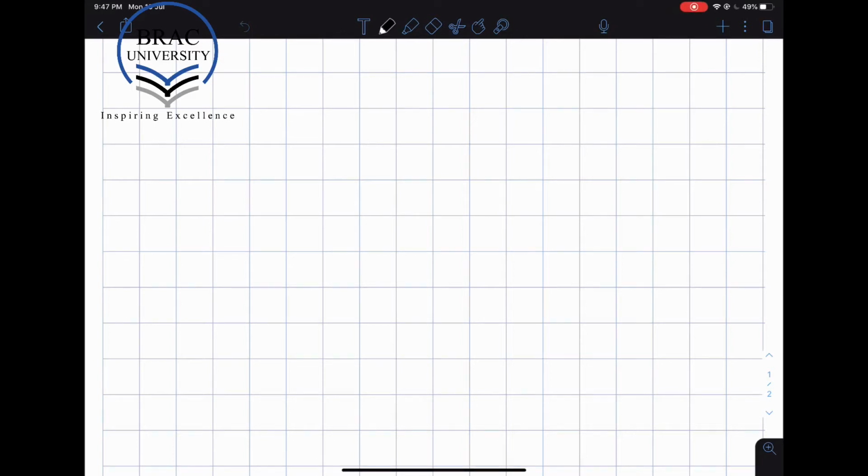So in today's lecture, we're going to derive the Schrödinger equation. However, before we do that, let's remind ourselves of the challenge that Schrödinger had to solve.